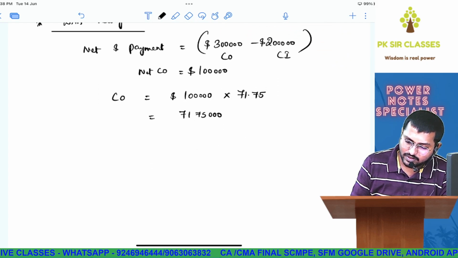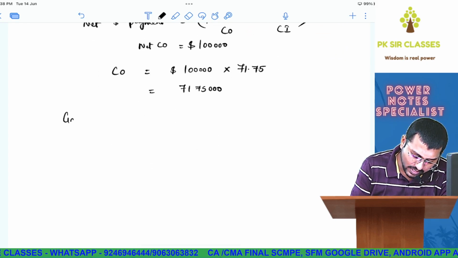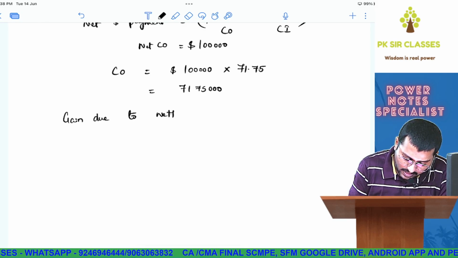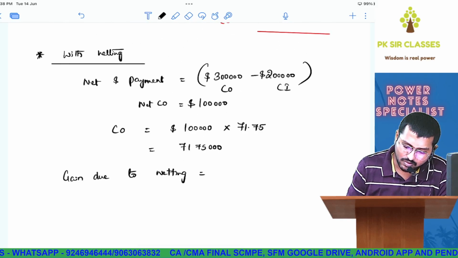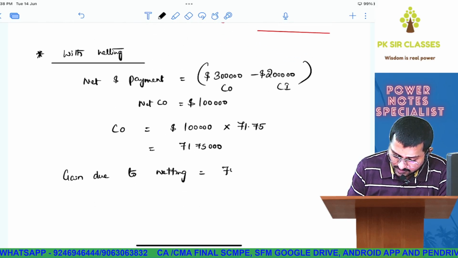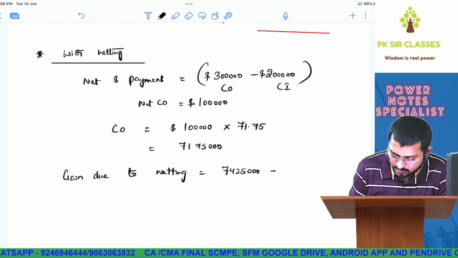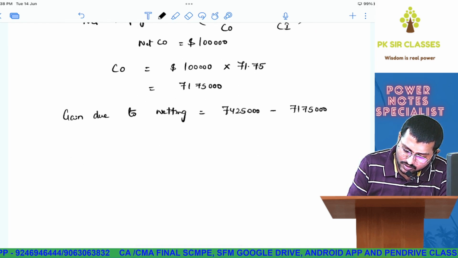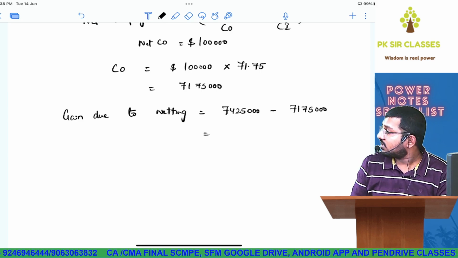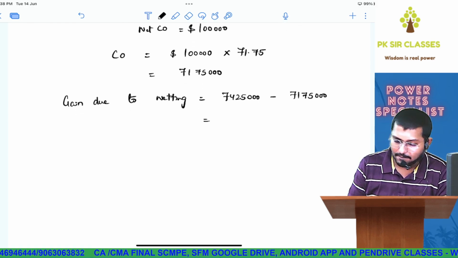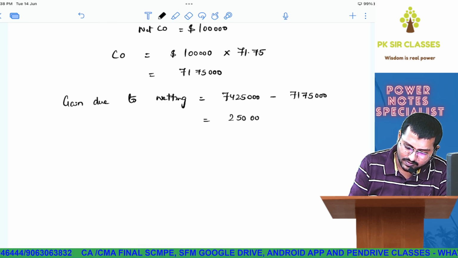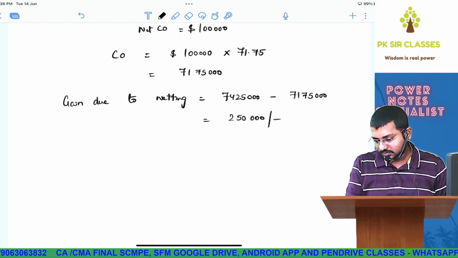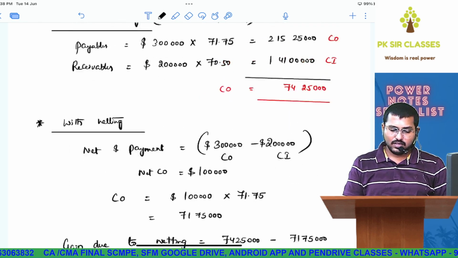74 lakh 25,000. So therefore, gain due to netting is equal to how much? 74 lakh 25,000 minus 71 lakh 75,000. Tell me how much it comes. 2 lakh 50,000. Got it? Okay, right, very simple.